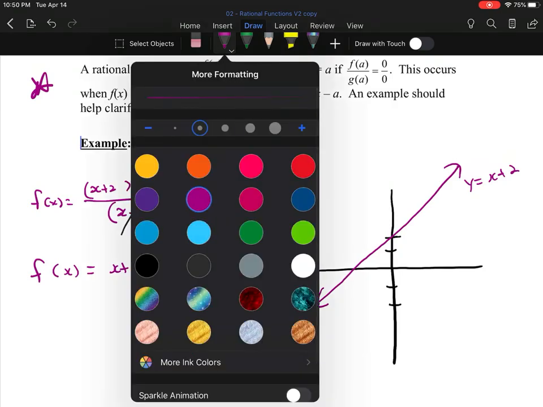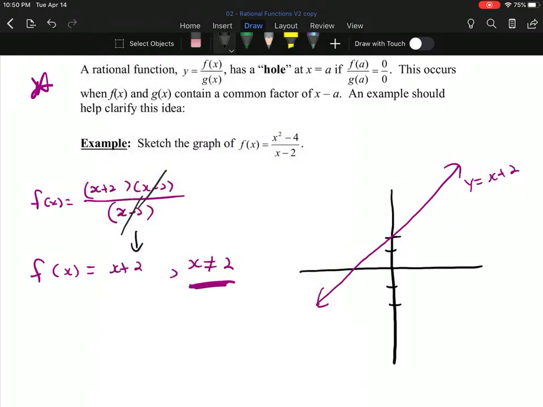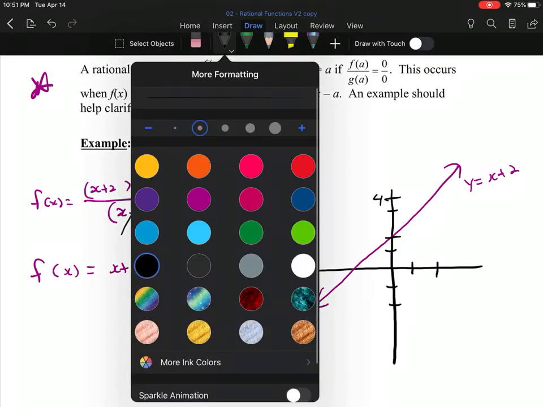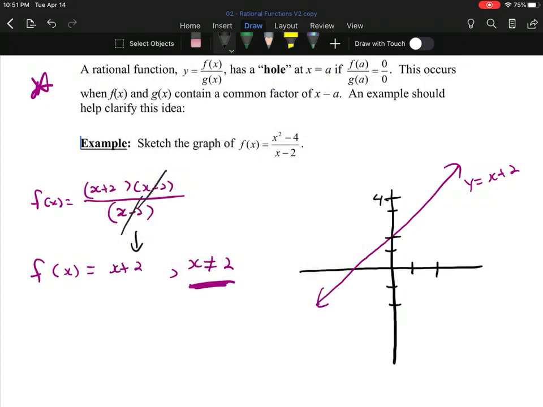X cannot equal 2. So if I go out to here and say, okay, at the x value 2, and this is going to blow your mind in just a second, at the x value of 2, which is going to be like a y value of 4, that x value can't exist. But it's not a vertical asymptote because we're talking about a line here.